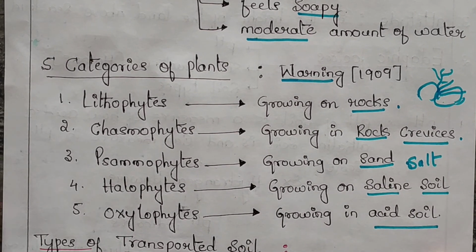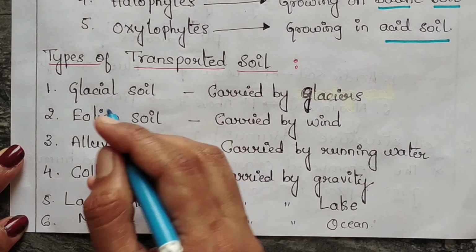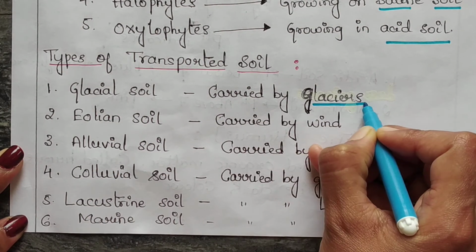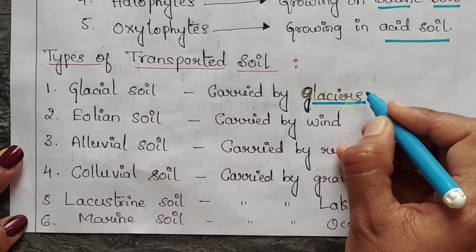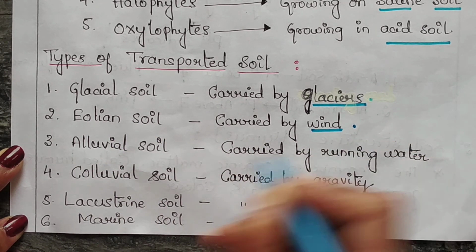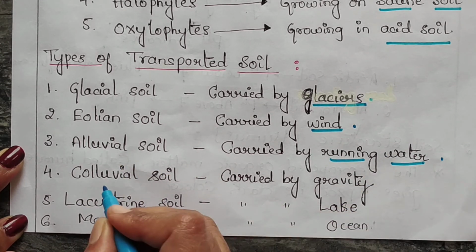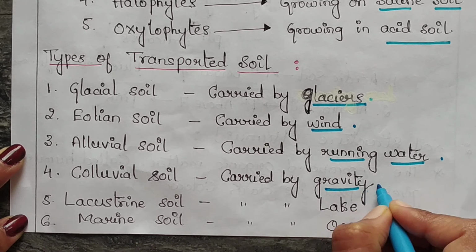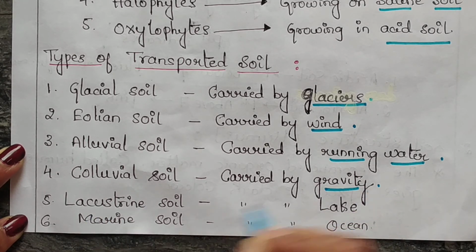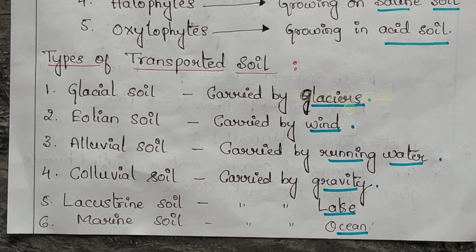Let us move on to the types of transported soil. Glacial soil is carried by glaciers. Eolian soil is carried by wind. Then alluvial soil is carried by running water, and colluvial soil is carried by gravity. Then lacustrine soil is carried by lakes, and marine soil is carried by the ocean. Okay, these are the types of transported soil.